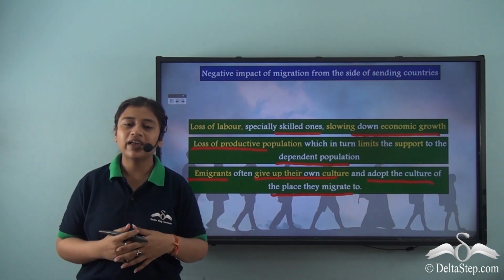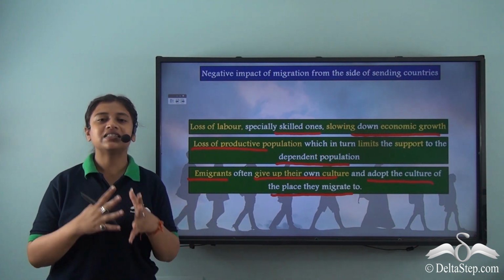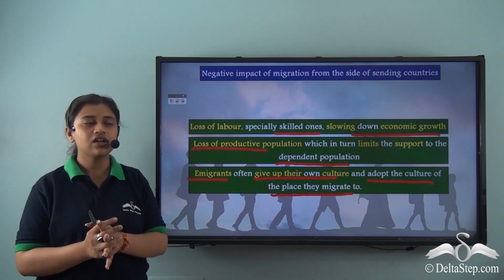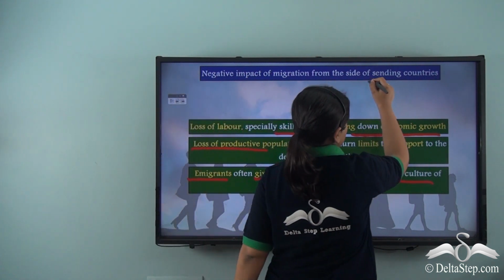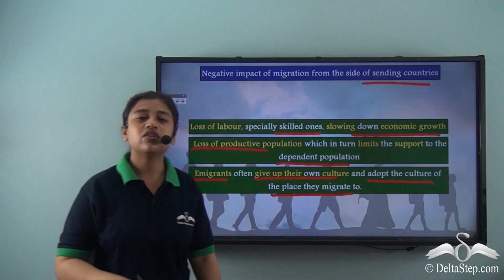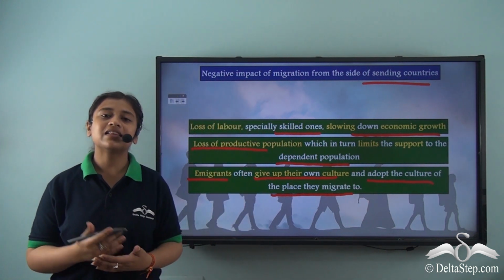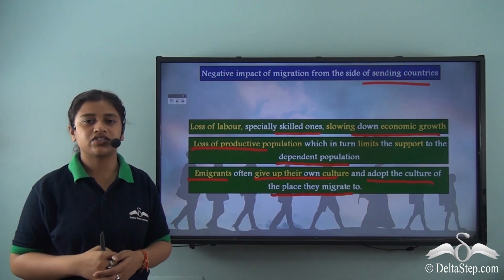So till now we have traced the positive as well as the negative impact of migration for the sending country. So from here we will continue our lesson by understanding the same for the receiving countries.